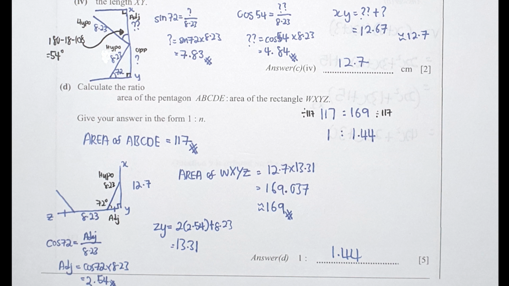So ZY equals 2.54 plus 8.23, and you get a final result of 13.31. Hence the area of WXYZ is actually 12.7 times 13.31. You get a result of 169. So you just compare 117 to 169. You convert it into 1 to 1.44 by dividing both sides by 117.